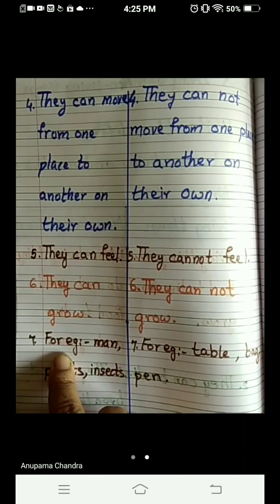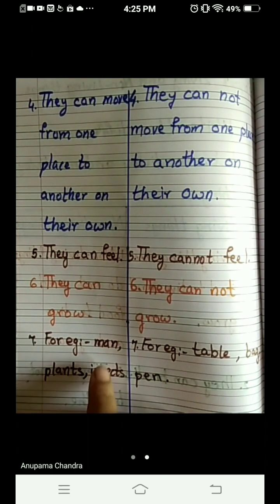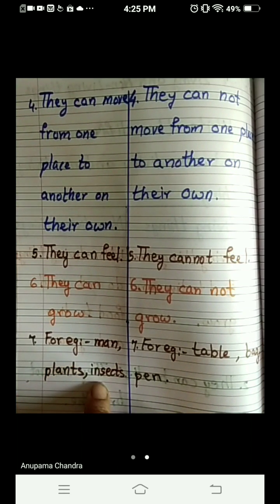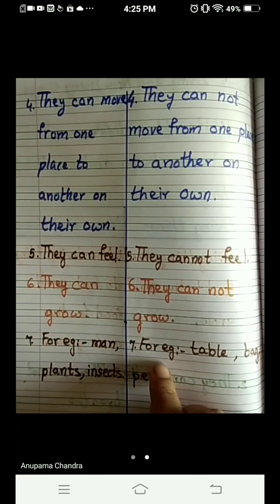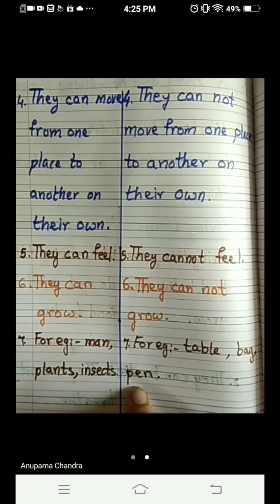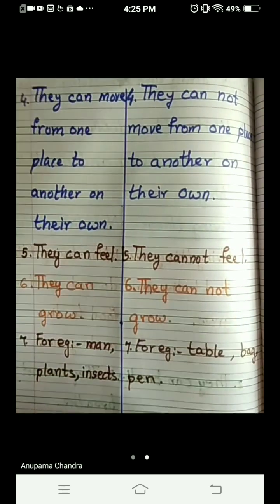Examples for living things are man, plants, insects. Examples for non-living things are table, bag, pen. I repeat, table, bag, pen.